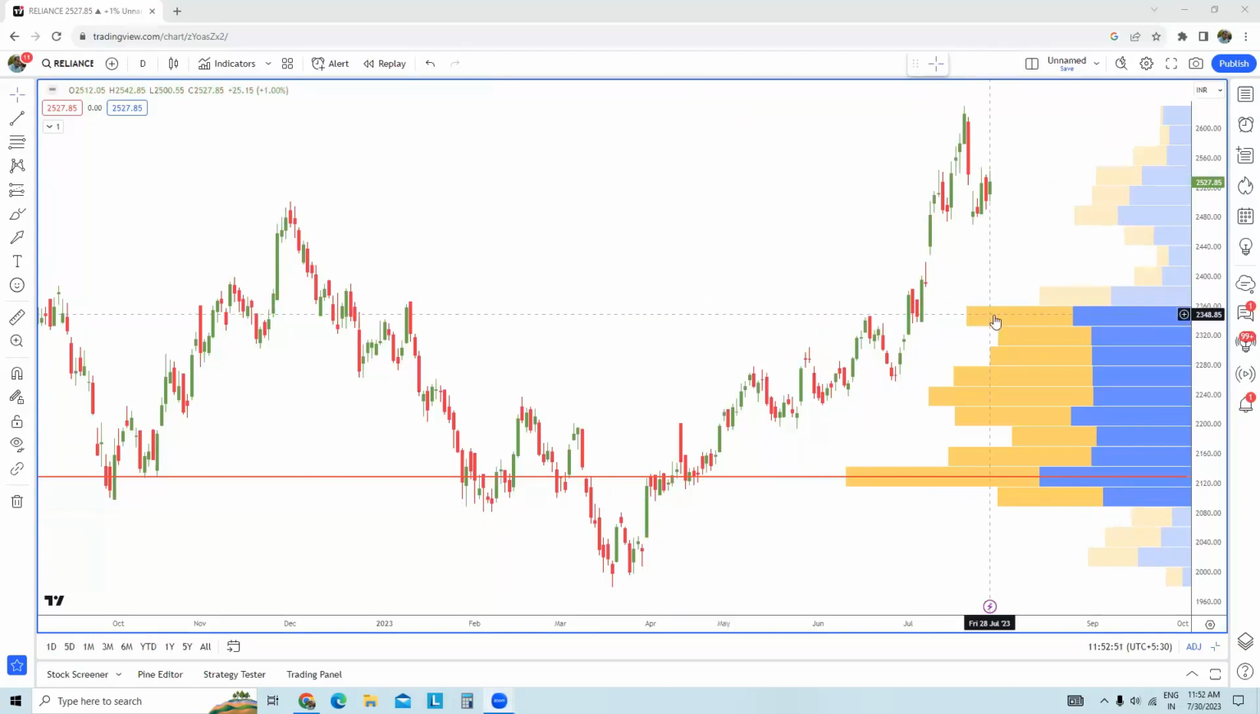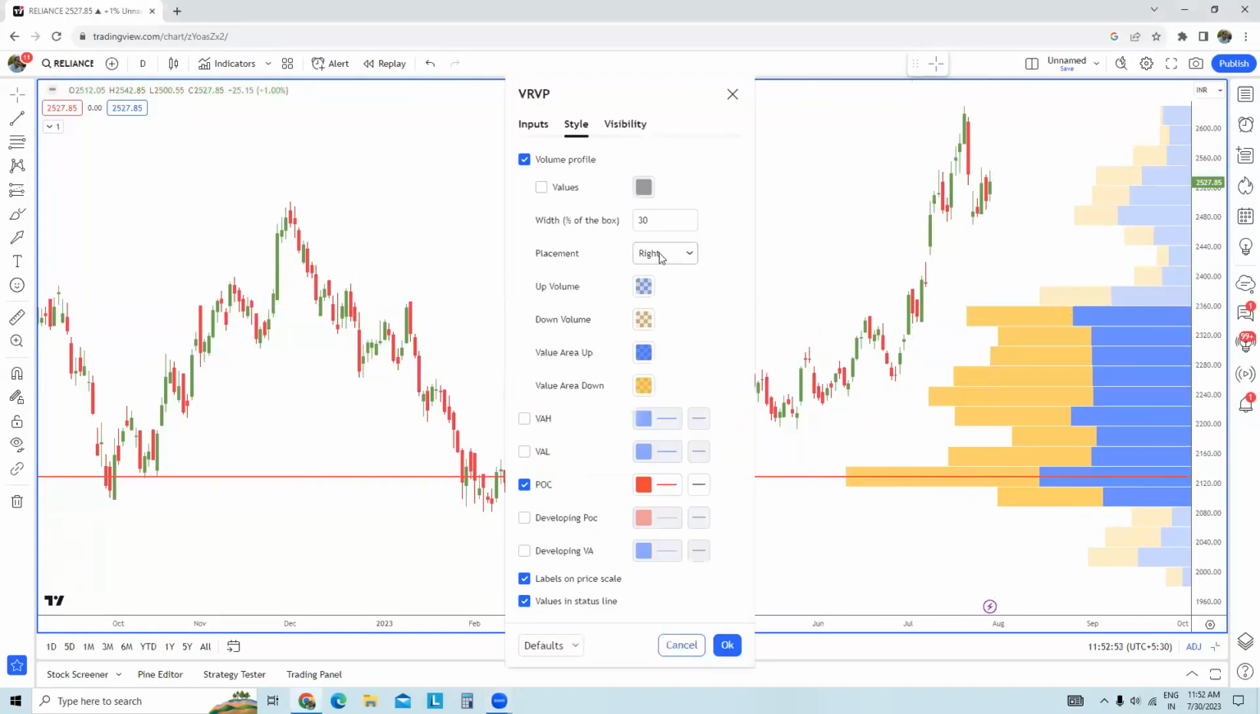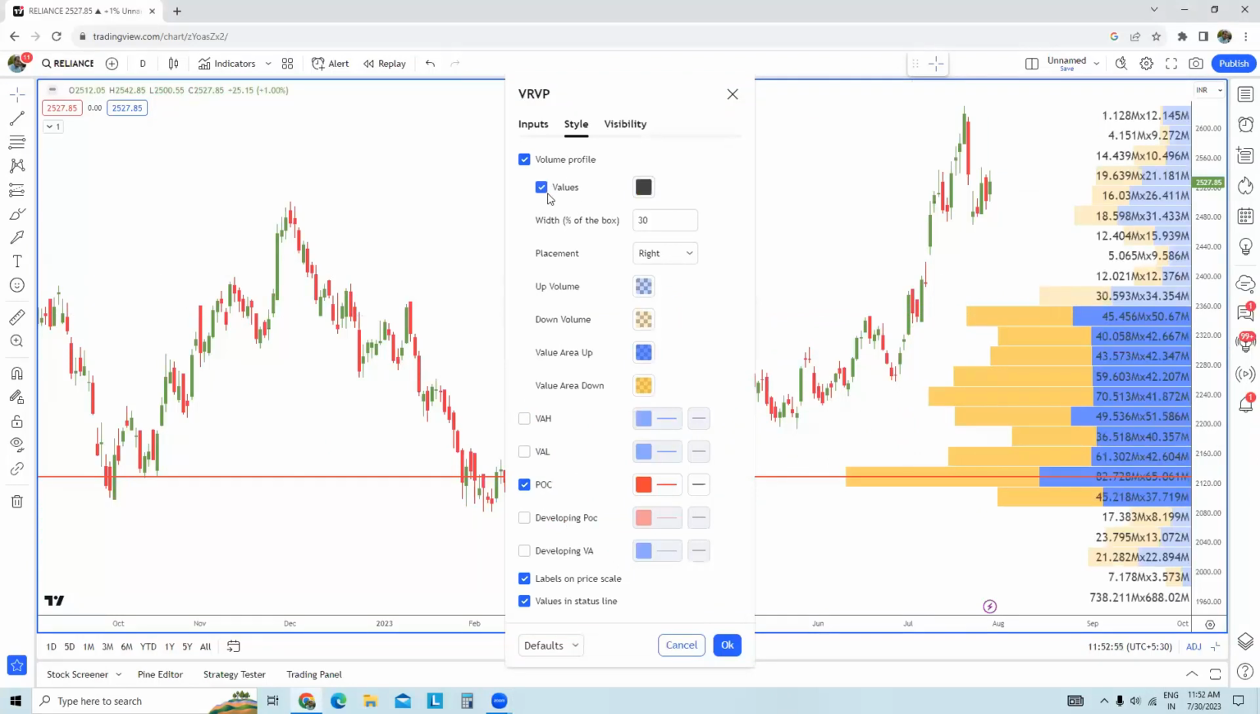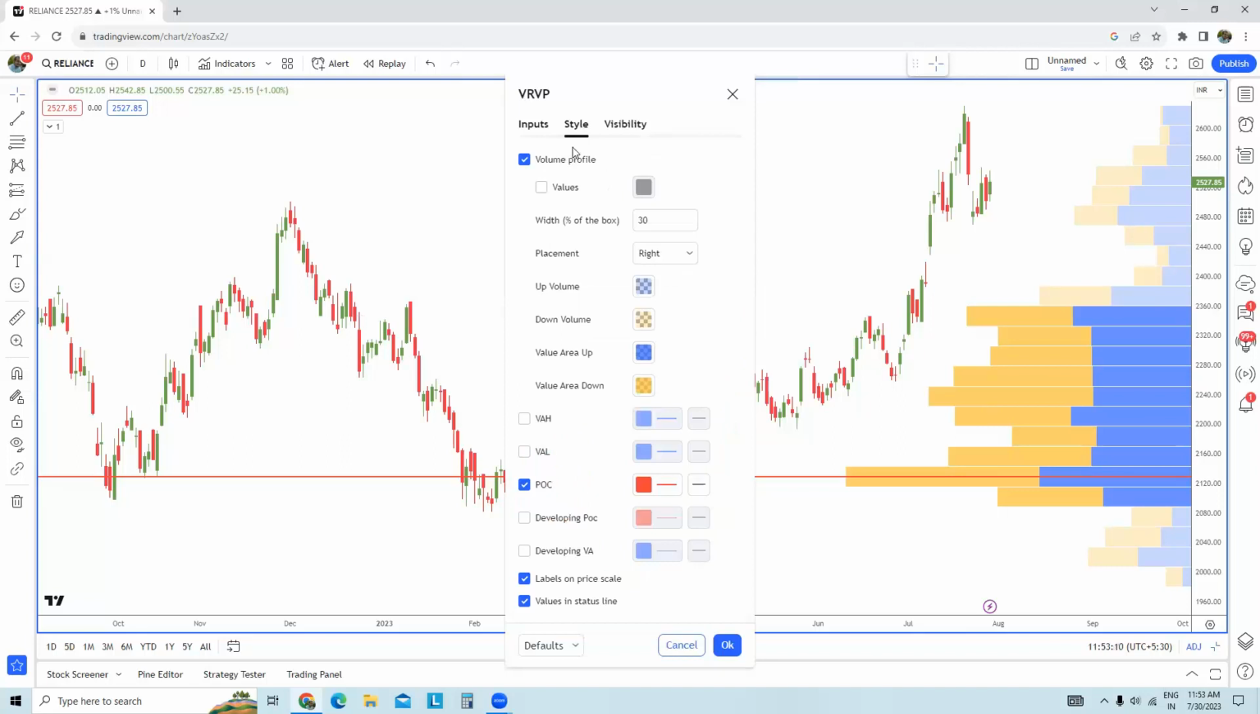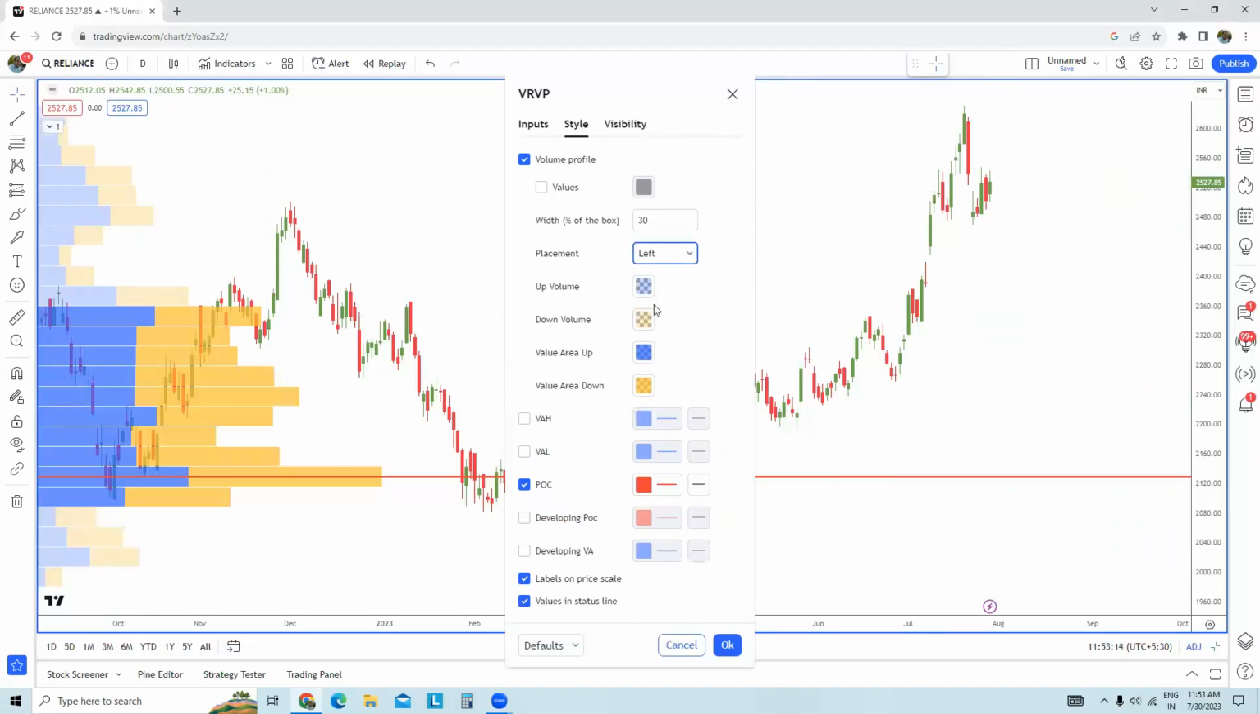Now, if you want to see how much exactly volume has been generated, you can click over your values and you will get all the figures over here, which I don't think is that necessary. But in case you want to do that, you can surely go ahead and click on it. Second thing is, in case you want to place it on the left-hand side of the screen to minimize the disturbance, you can also do that.